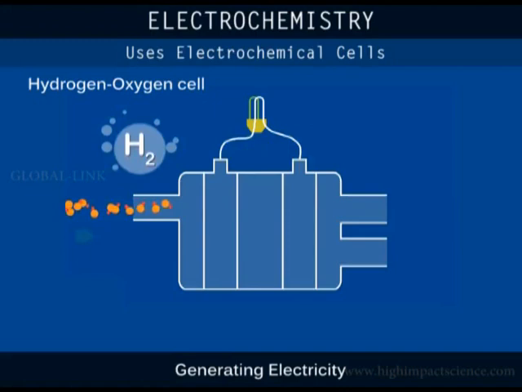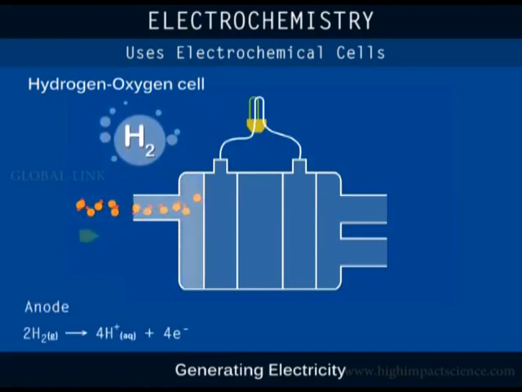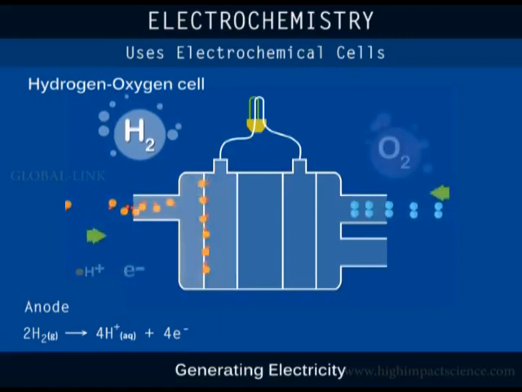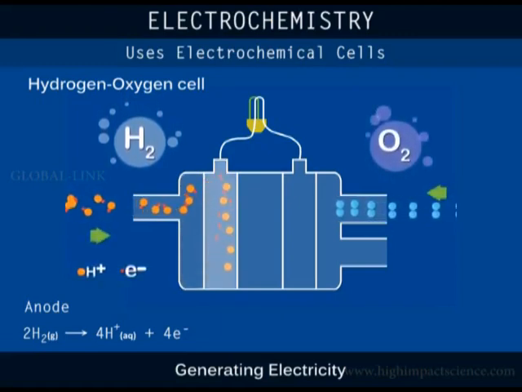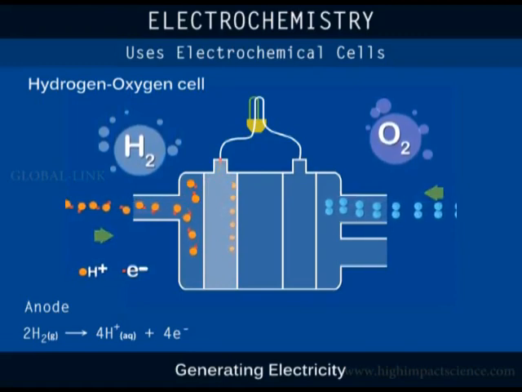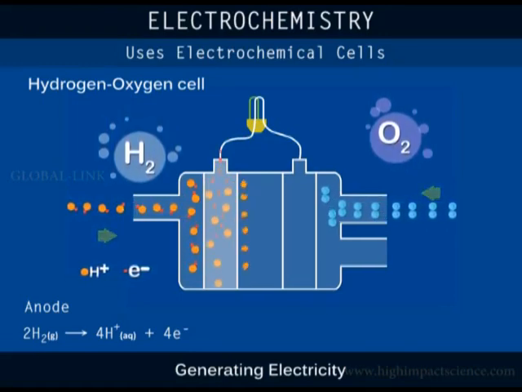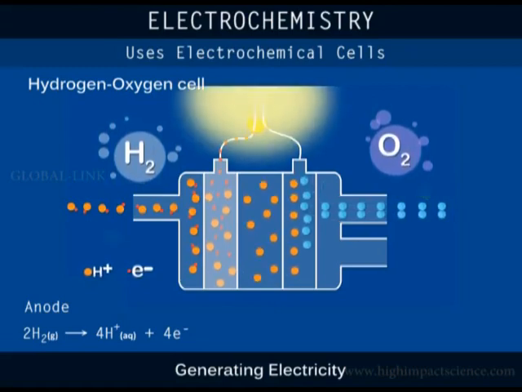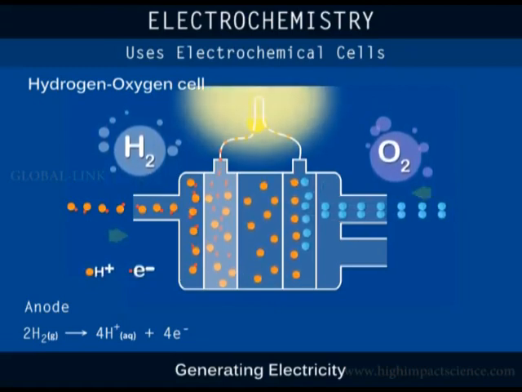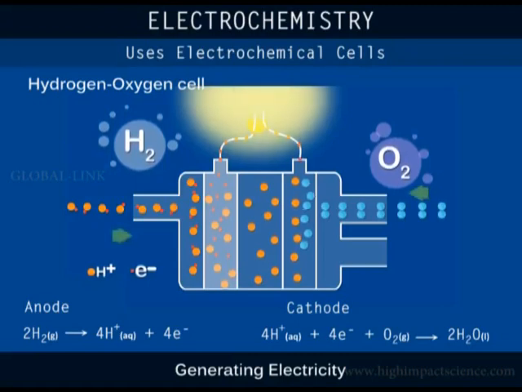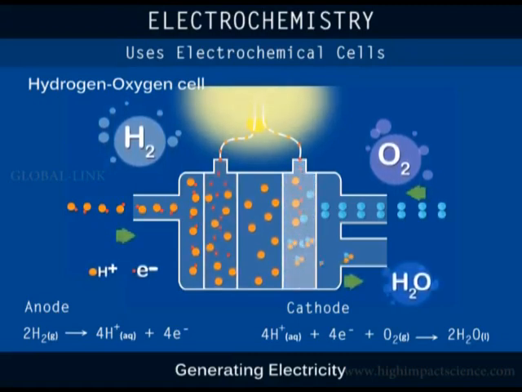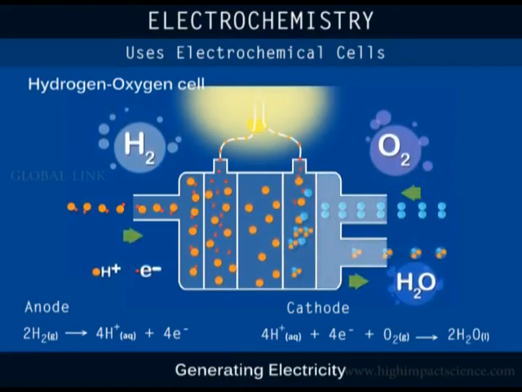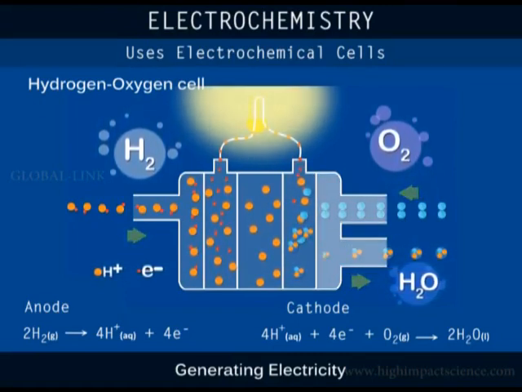At the anode, hydrogen ionizes to form hydrogen ions and electrons. The electrons are attracted to the anode and travel through it to an external connection. The hydrogen ions are attracted towards the cathode, traveling through the electrolyte. At the cathode, hydrogen ions, electrons, and oxygen combine to form water. The half cell will continue producing electricity for as long as the hydrogen and oxygen are supplied.